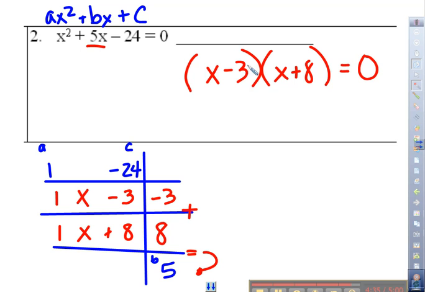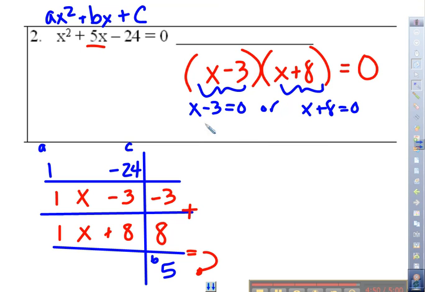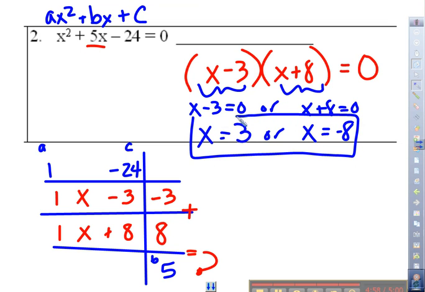We've got it factored. Here's the step I don't want you guys to skip. Write this out. It only takes a couple seconds. x minus 3 has to be 0, or x plus 8 has to be 0. Solving for x, x equals 3, or x equals negative 8. Is that in your answer bank?